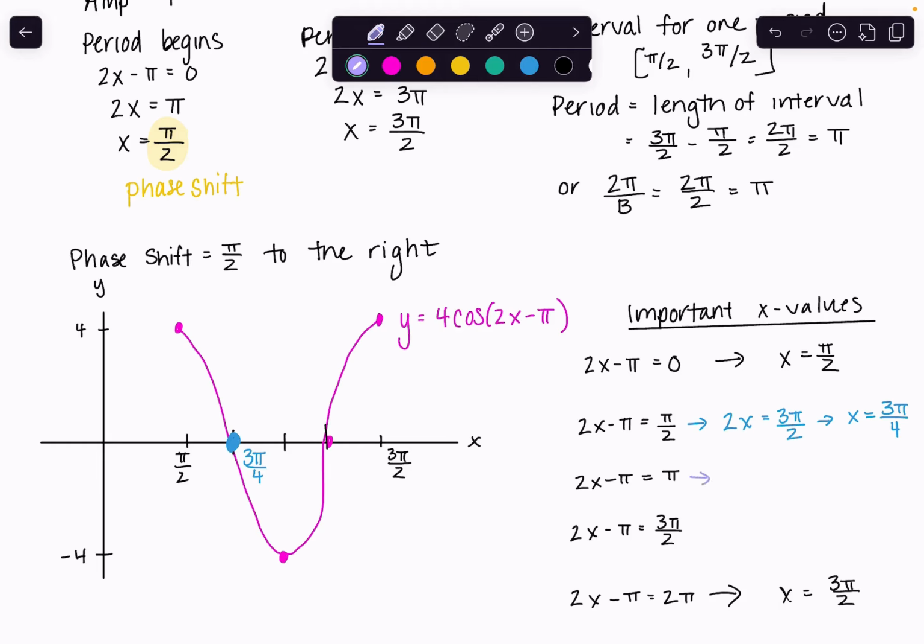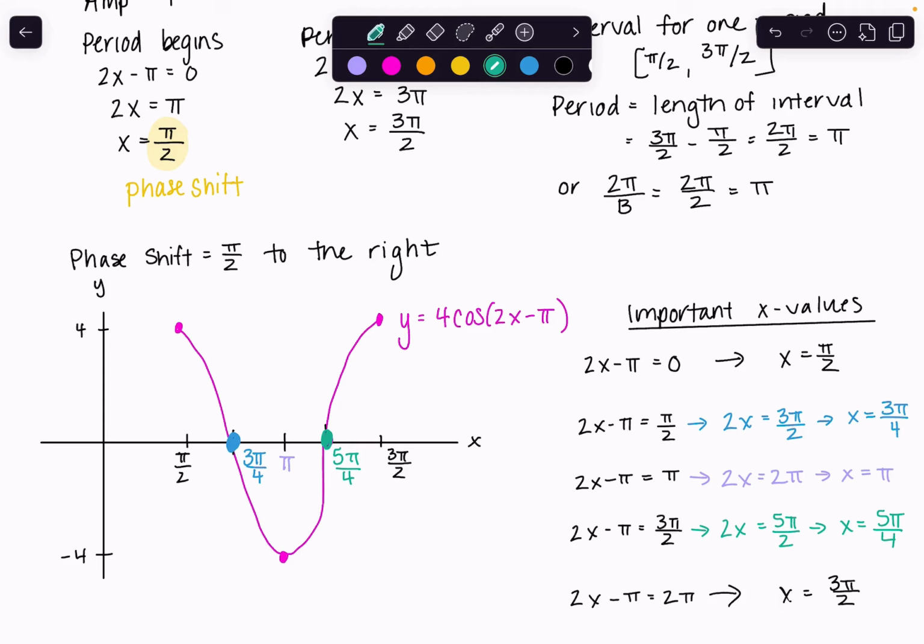This next point, we add pi, so that gives you 2 pi, dividing by 2 results in pi. So my next key value happens when x is equal to pi. Then the last one, adding pi to 3 pi over 2 gives you 5 pi over 2. Dividing by 2 gives you 5 pi over 4. So this key value happens when you plug in x equals 5 pi over 4. Okay. So that is the graph of this particular cosine function.